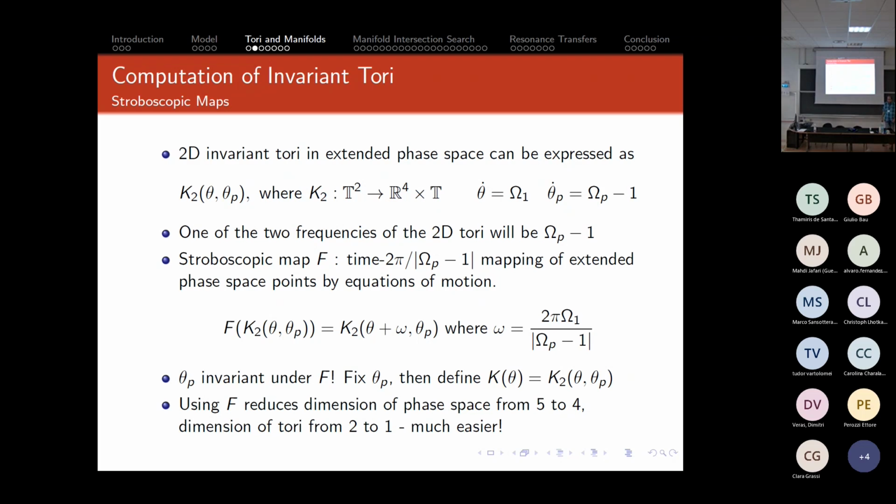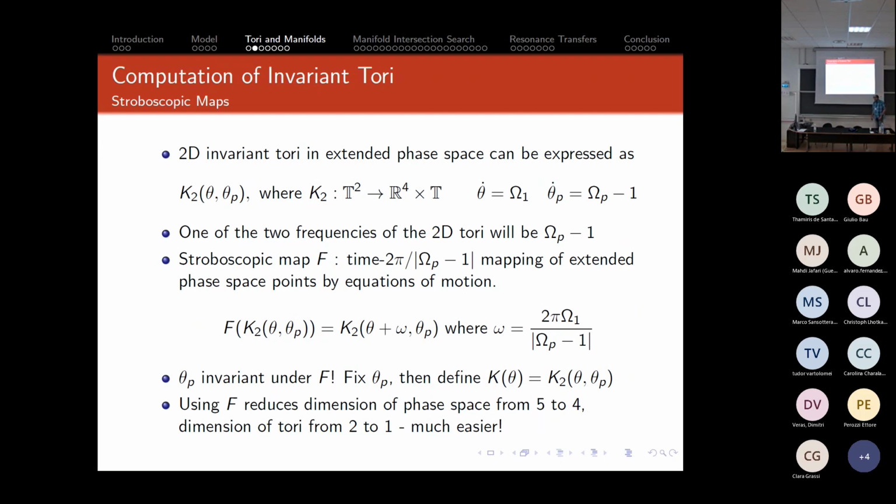So now the key is that we can compute these tori. Just summarizing some stuff you might know already: if you have a 2D torus in the system, you can parameterize it as an image of a function of two angles, theta 1 and theta p, where theta p is that perturbation phase angle mentioned earlier. And in that case, if you define f to be the stroboscopic map, which integrates a point by the equations of motion for the period of the perturbation, then theta p, that perturbation phase angle, comes around by 2 pi in that much time. So you can basically fix its value and ignore it from this point onwards.